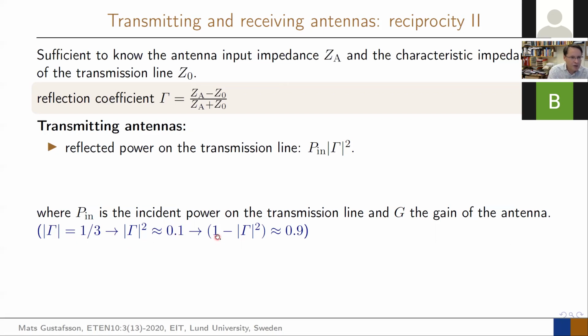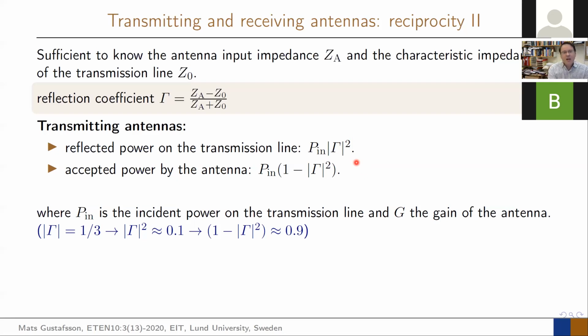And that means that 1 minus these ones is 0.9. And that is what you have in the accepted power of the antenna. So if you have a reflection coefficient here, which we will see then when you match it, when you make your own patch antenna, you will try to get a reflection coefficient of 1/3, so 0.33. And that means that the accepted power of the antenna is 90% of the power.